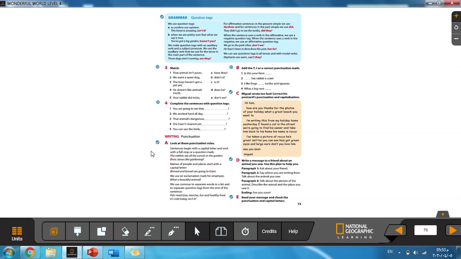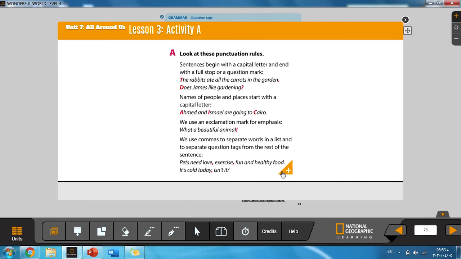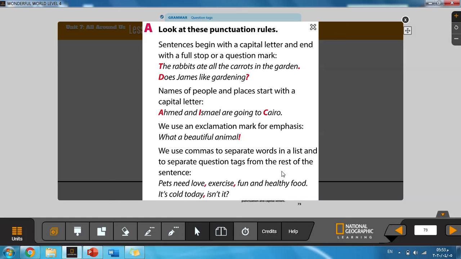Here we have the punctuation rules. If we take a look at them, it's just a quick review so you are familiar with them. Sentences begin with a capital letter and end with a full stop or a question mark.